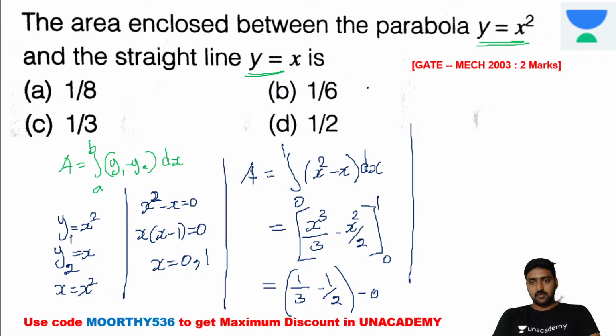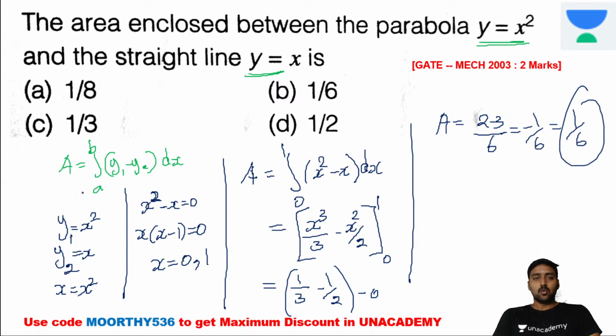Now the value for this question. Area is equal to 2 minus 3 divided by 6, which is minus 1 divided by 6. We are going to consider only the magnitude, so 1 divided by 6 is the area enclosed in between these two curves. It's option B. Option B is the right one.